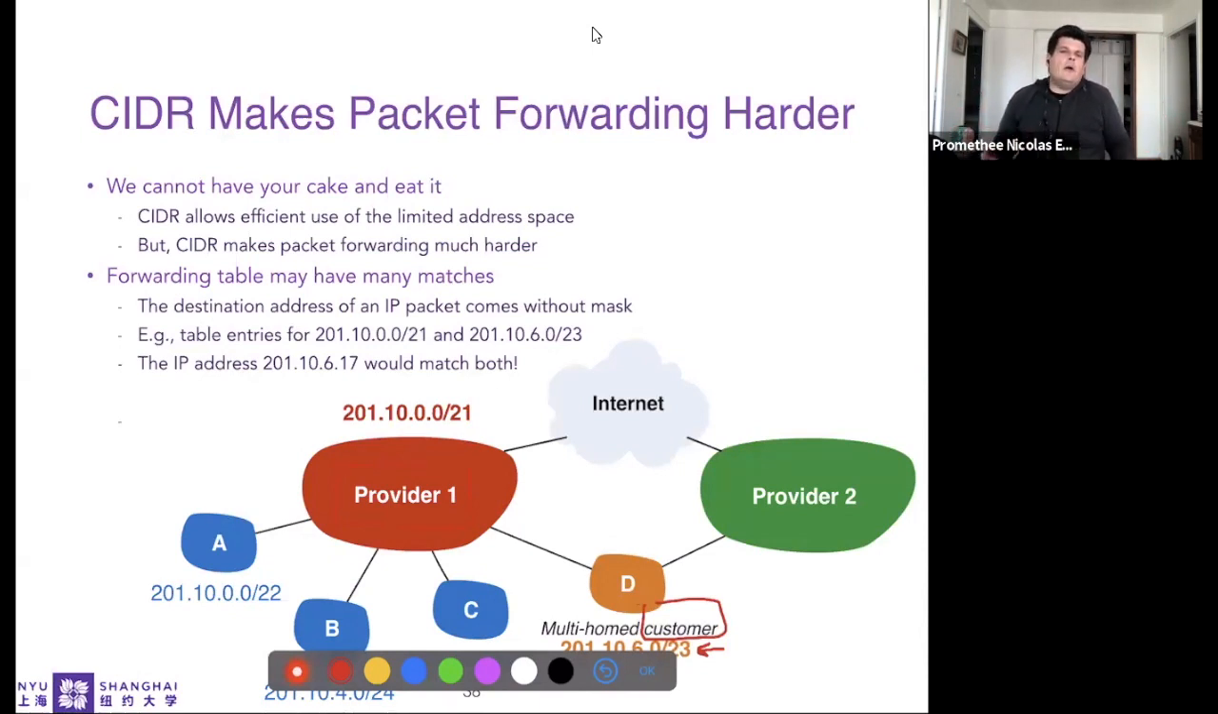If I lose a connection, what should I do? I should be able to access the internet or receive packets through another connection. And that's what people do when they have two cell phones with two SIM cards, right? I need to be reachable.